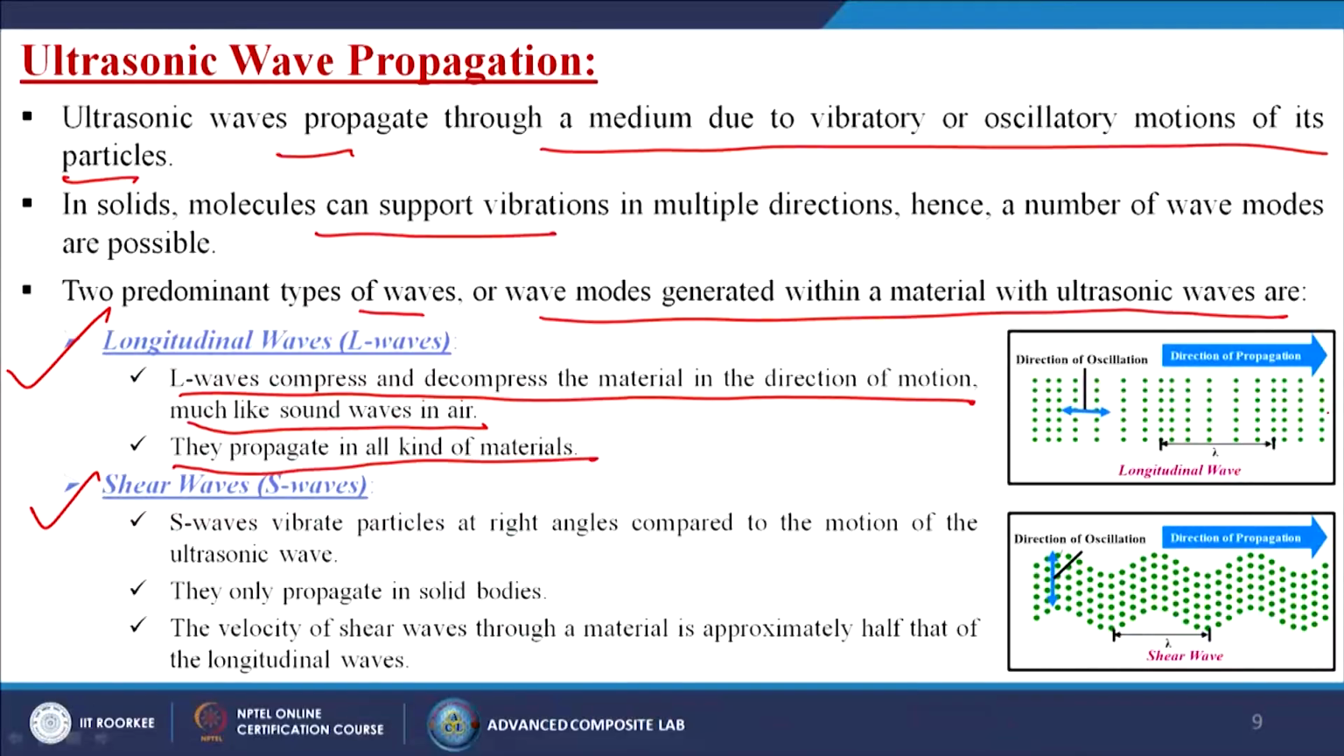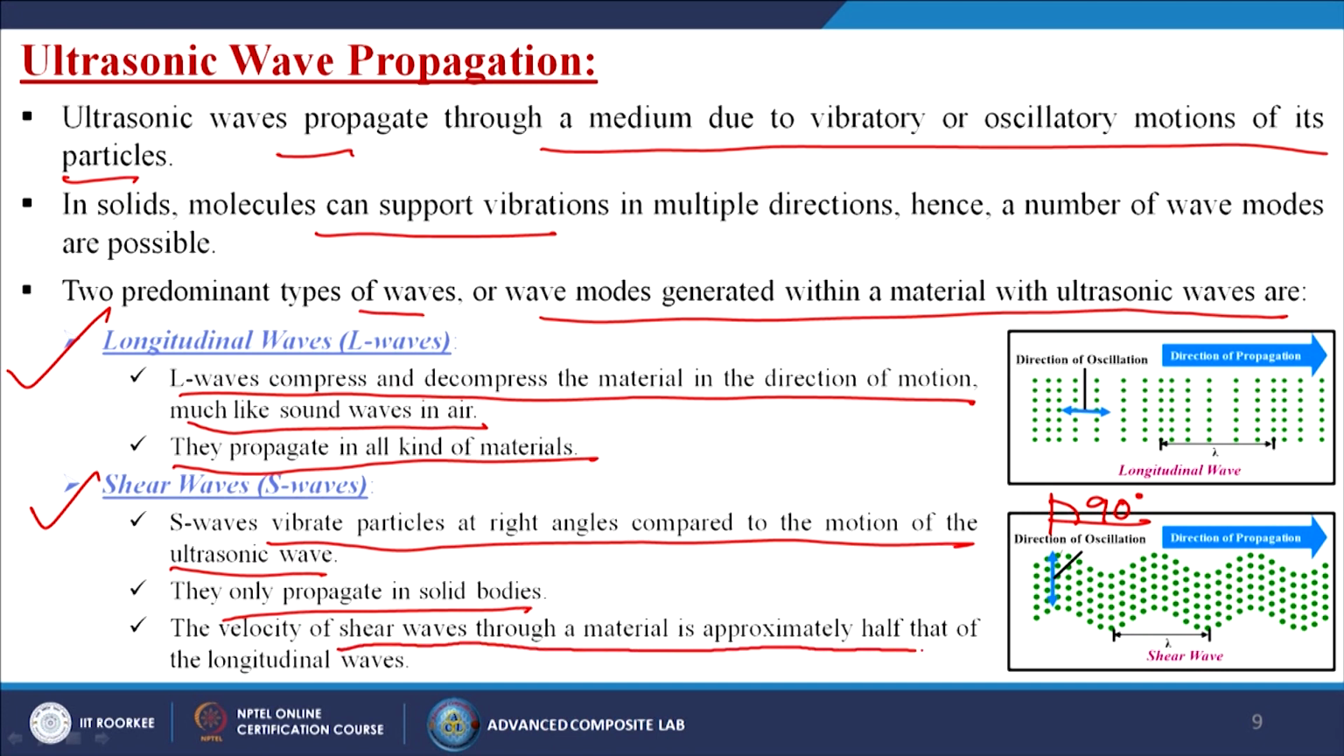And the other one is the S waves. S waves vibrate particles at right angles compared to the motion of the ultrasonic wave. So, simply, if I give the current, the atoms will vibrate in horizontal directions over there. The direction of propagation is in this way and the direction of oscillation is in this way, so automatically they are at 90°, perpendicular to each other. They only propagate in solid bodies. The velocity of S waves through a material is approximately half that of the longitudinal waves. That means the efficiency of longitudinal waves is more than the shear waves.